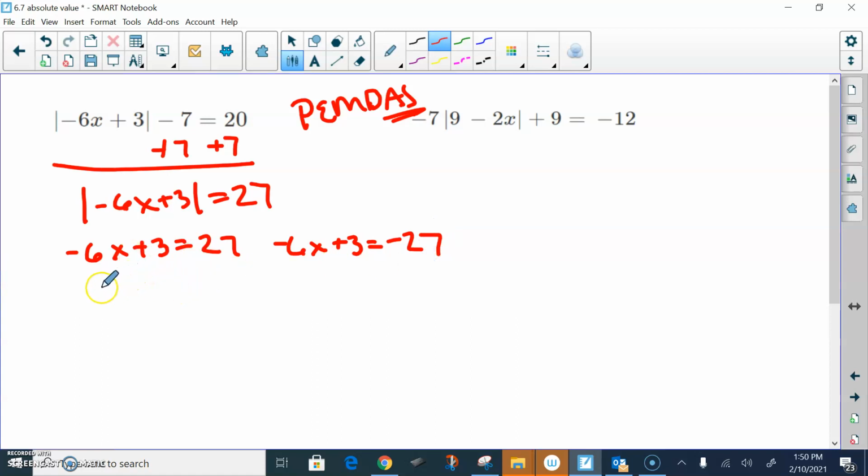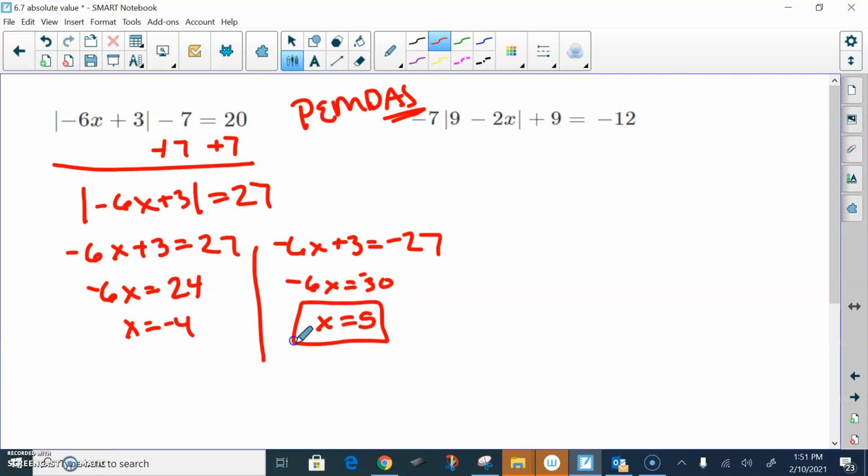I'm going to subtract 3, divide by negative 6, and then we'll do it again. We're going to subtract 3 and divide by negative 6, so that's a negative. And we get 5. So we have two possible answers. If you would substitute them in, they should give you a true statement.